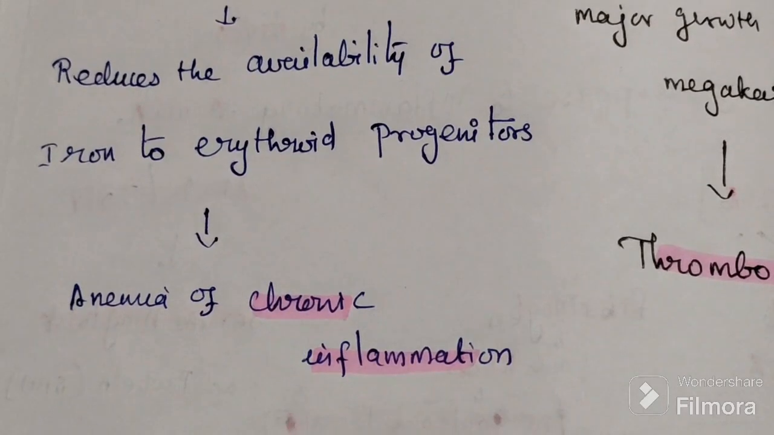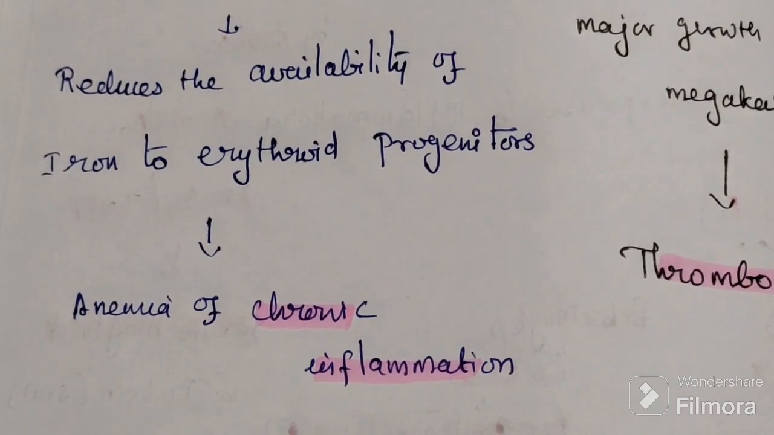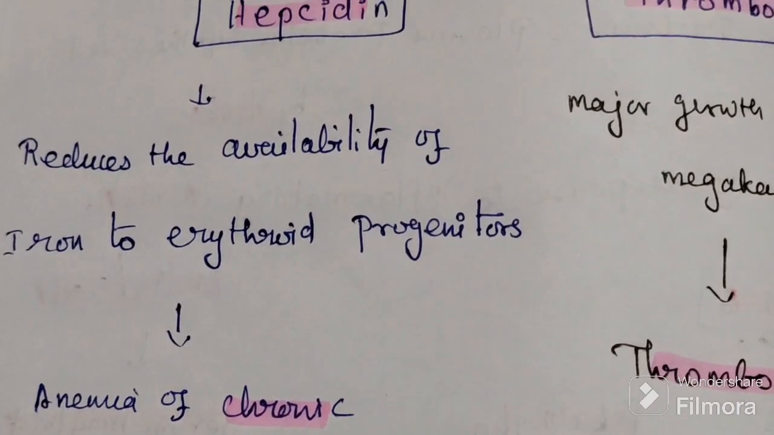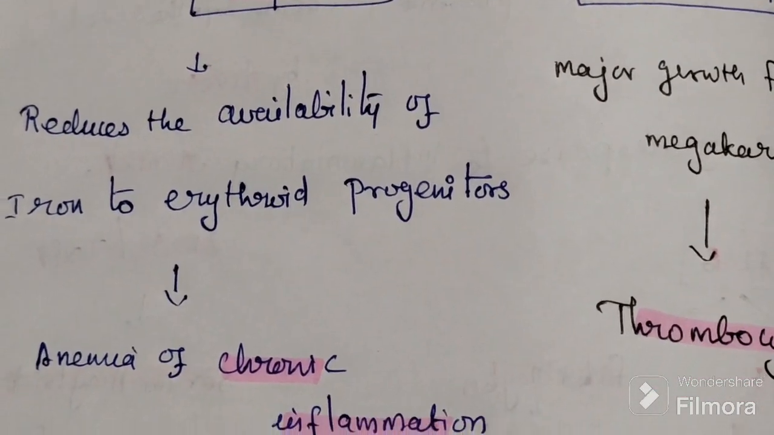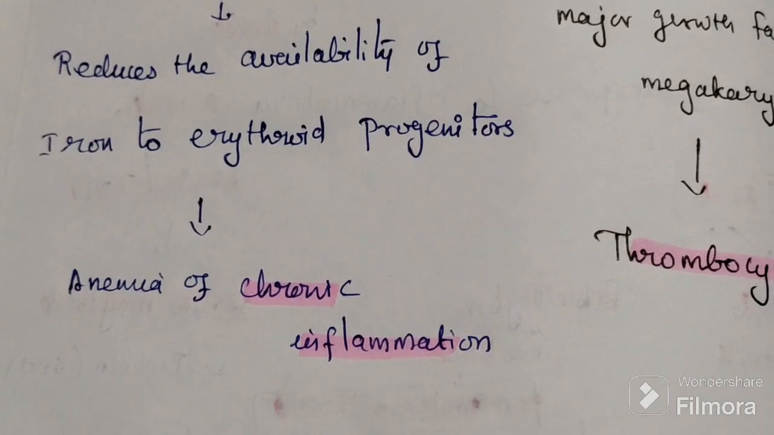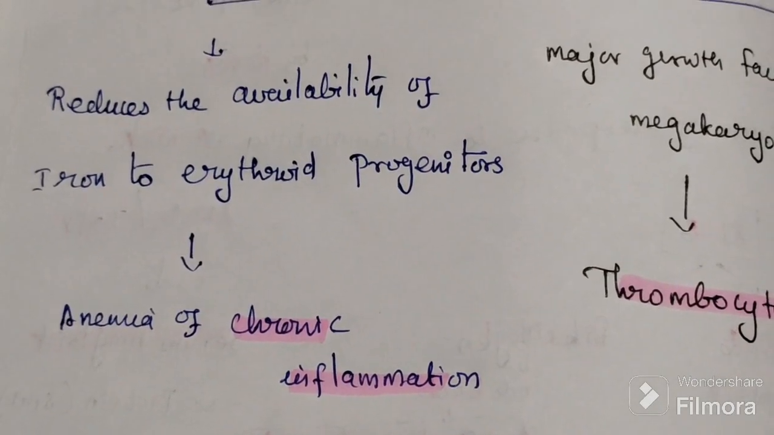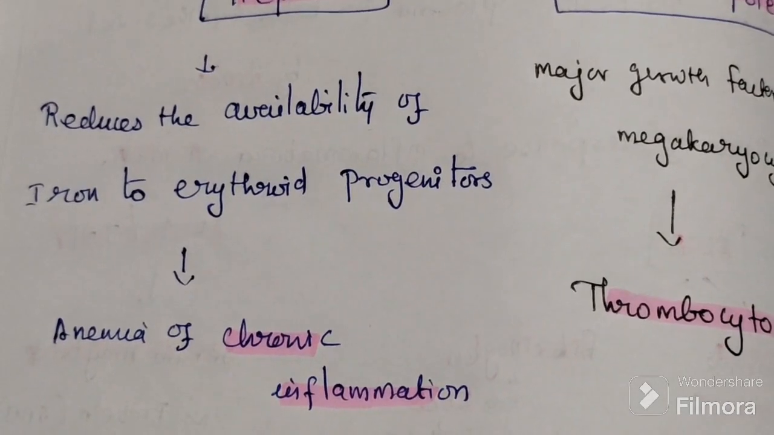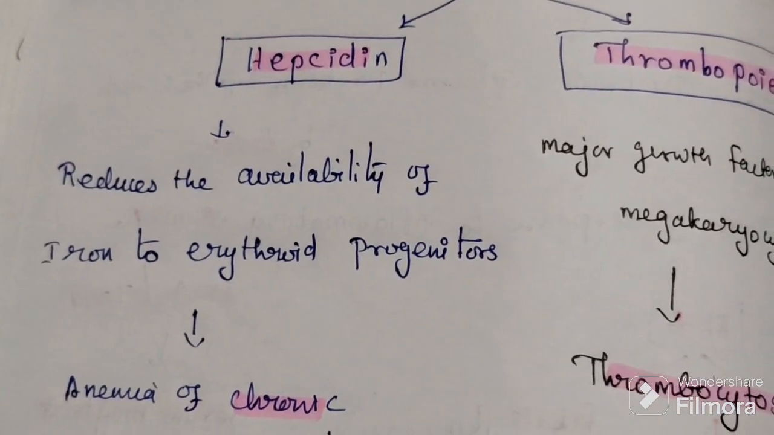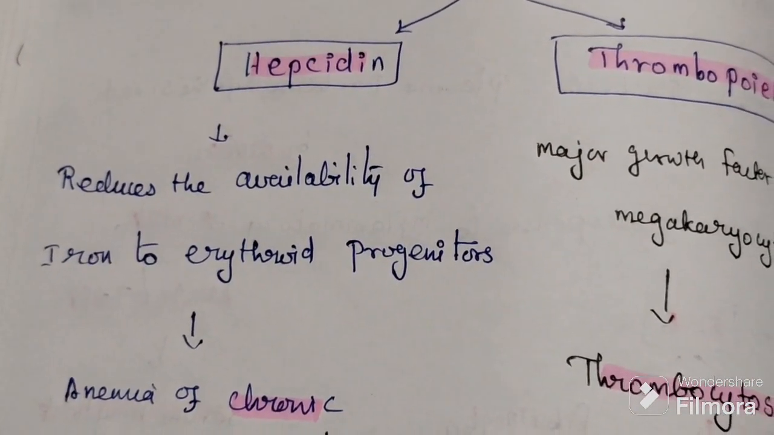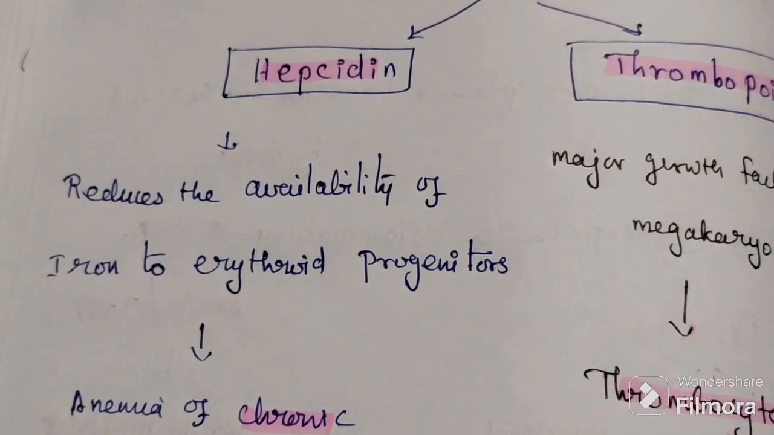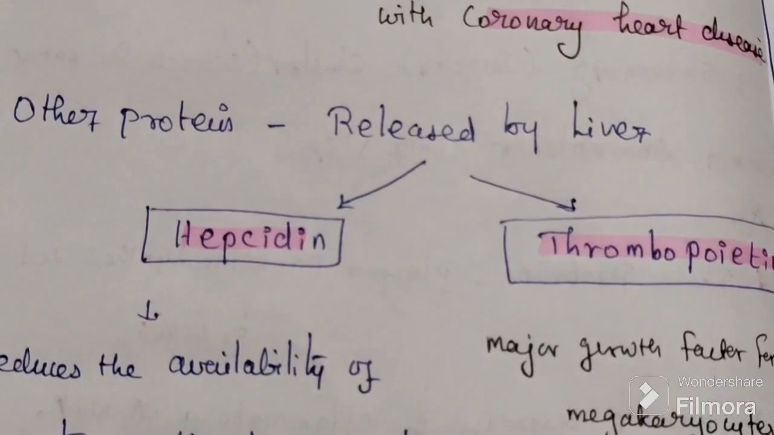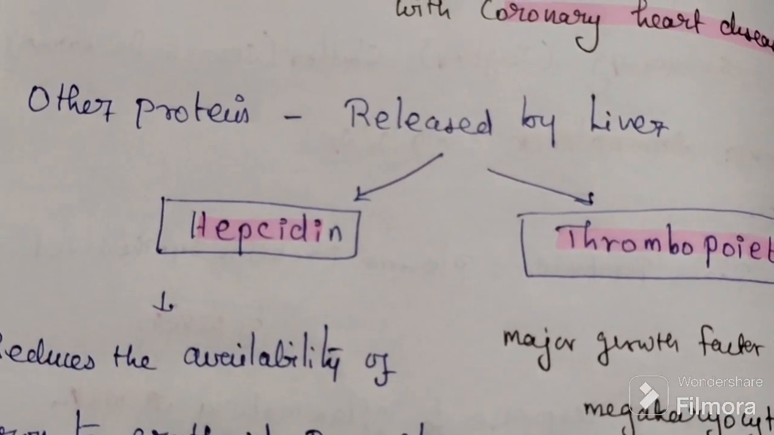And that is the reason for anemia in case of chronic inflammation. This is an important entity which is referred to as anemia of chronic inflammation, which is mainly due to production of hepcidin, which reduces the availability of iron to the erythroid progenitors. We know already three important proteins.